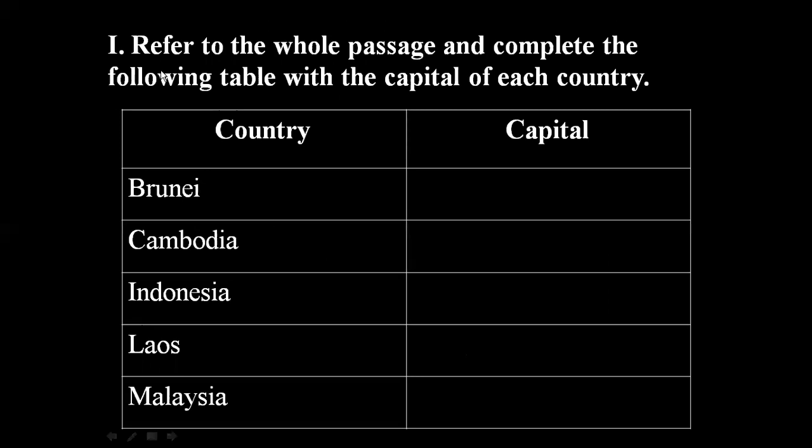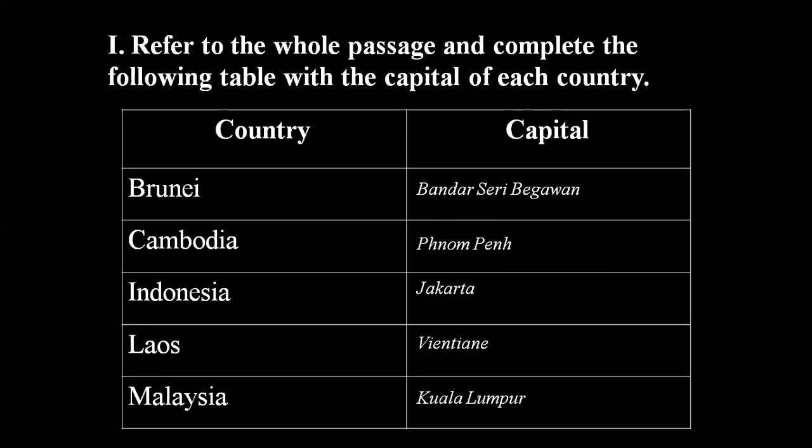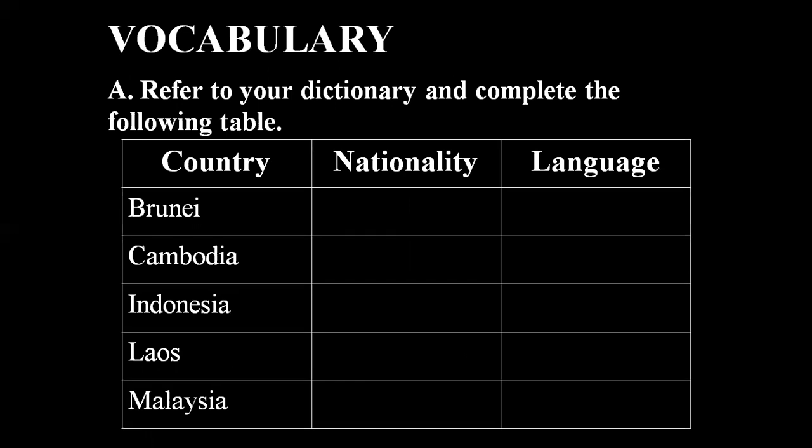Number one, refer to the whole passage and complete the following table of the capitals. Brunei, Bandar Seri Begawan. Cambodia, Phnom Penh. Indonesia, Jakarta. Laos, Vientiane. Malaysia, Kuala Lumpur.